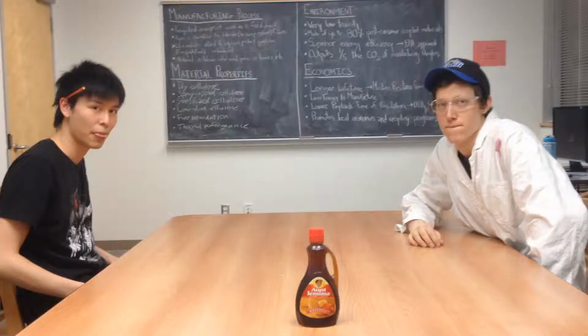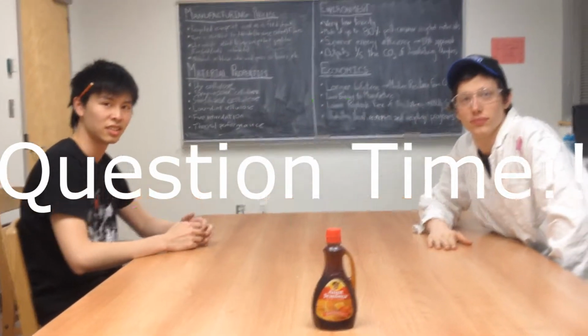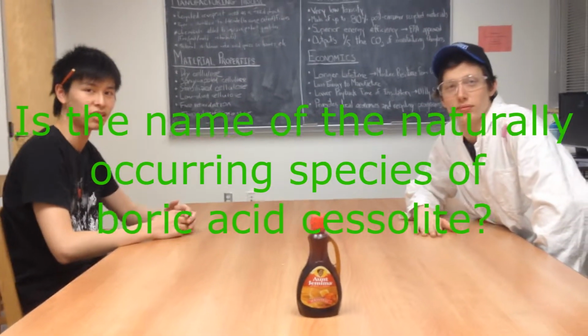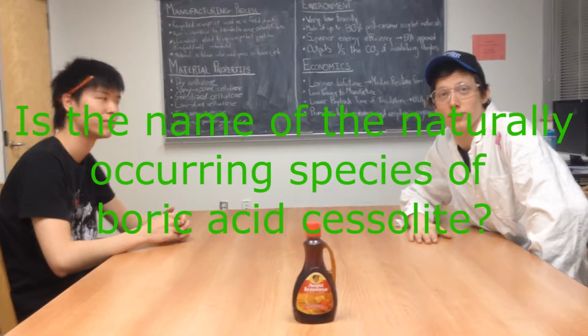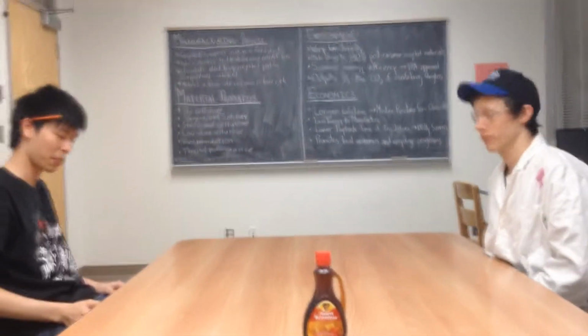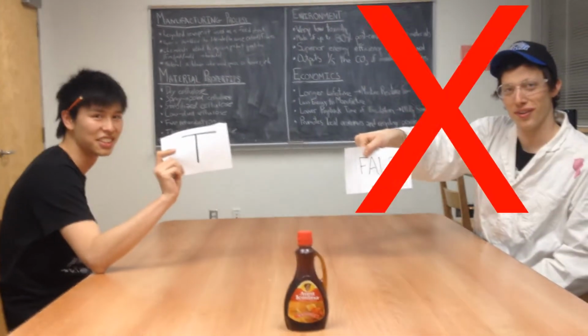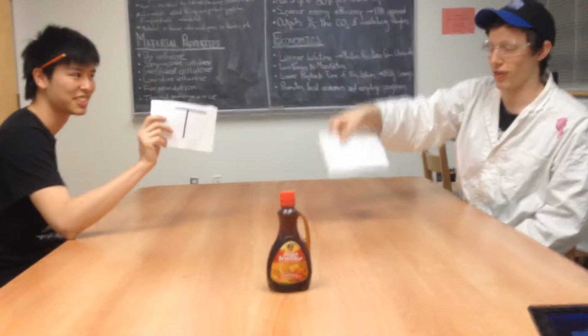Okay, gentlemen, let's see if you were paying attention. I have a question. It's true or false? Is the natively occurring boric acid species called sessilite? True or false? Okay, you ready to answer? 3, 2, 1. Oh, no. Sorry, Lee. The answer is true. Boric acid naturally occurs as the mineral sessilite.